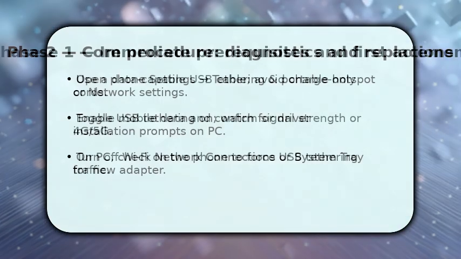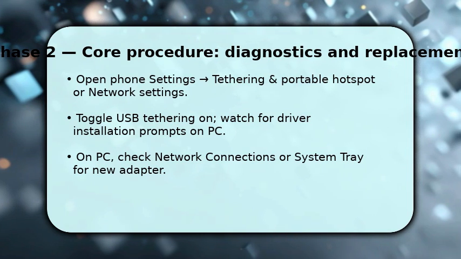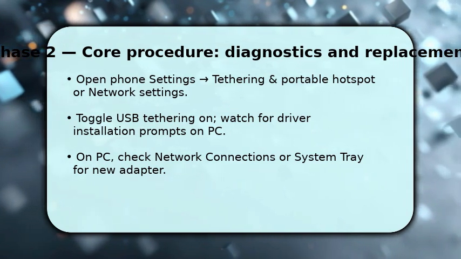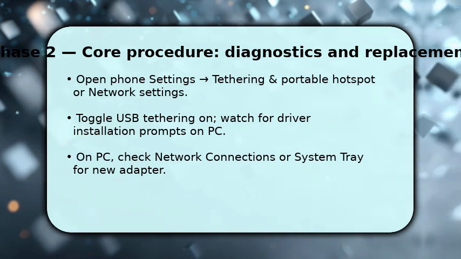Now enable USB tethering on the phone so the PC can use the mobile link. You go to Settings, Tethering or Portable Hotspot, then turn on USB tethering. The phone will advertise a network interface.